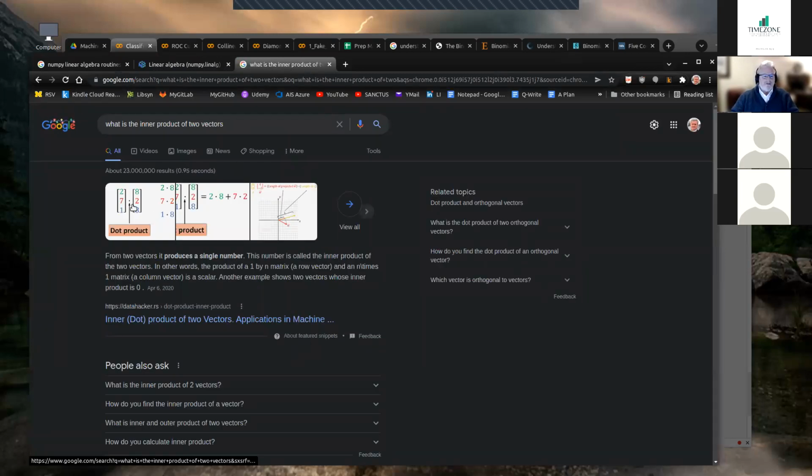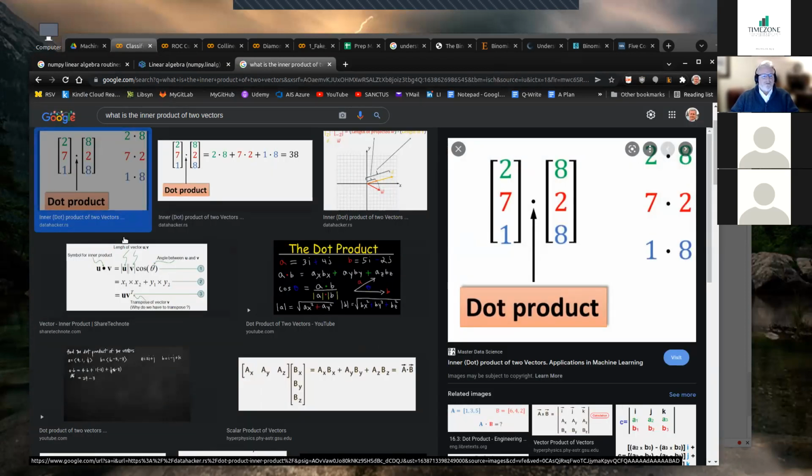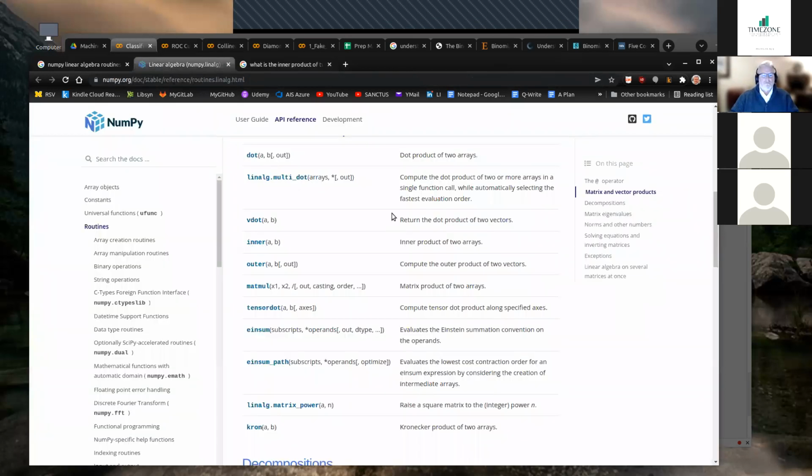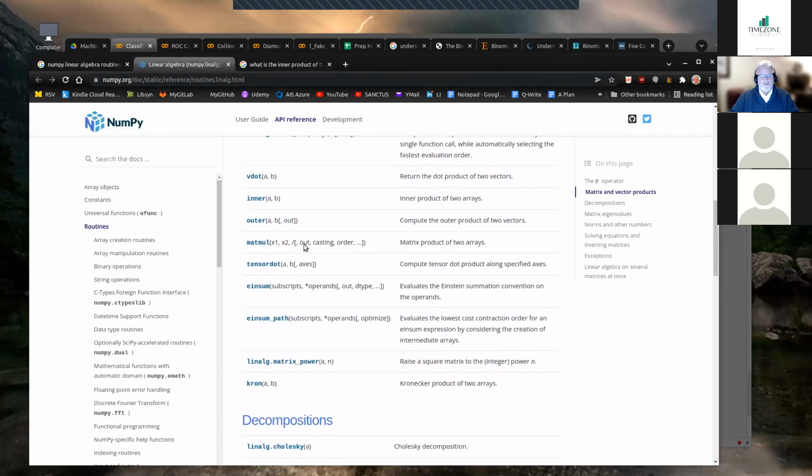Here it's illustrated, even in just this picture: 2 times 8, 7 times 2, 1 times 8, and that would give you the new array. Or if you wanted the complete dot product, you then sum those products up and you get that. So you could do that with all of these. You're literally just a web search away from the answer.